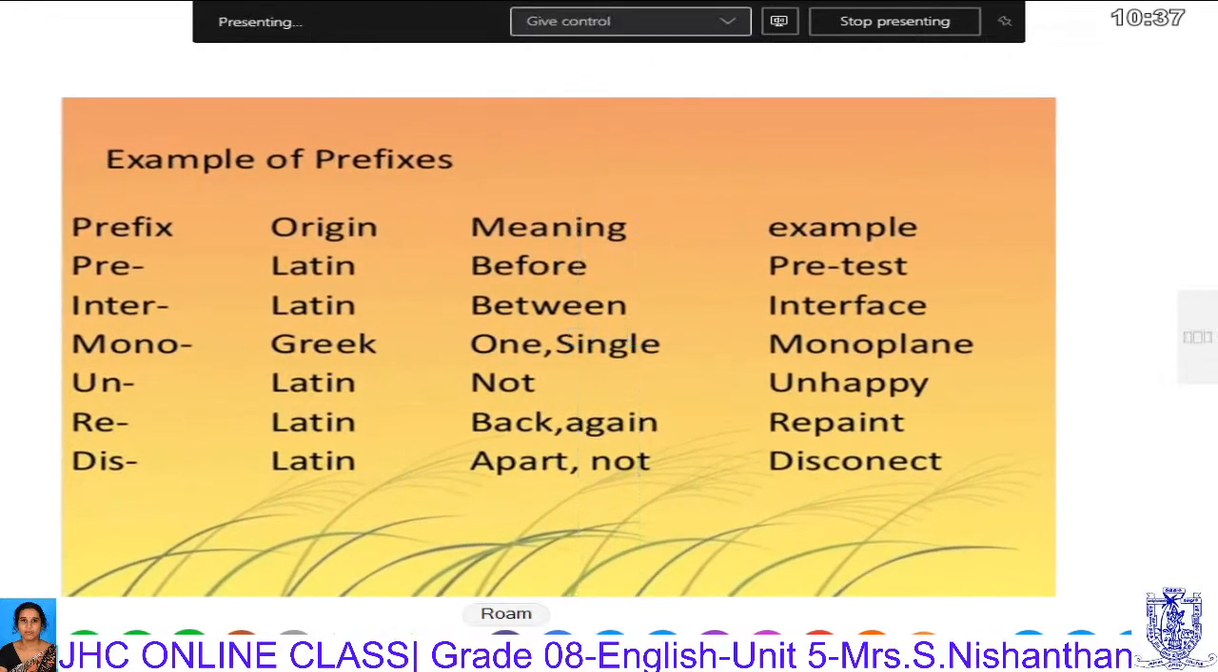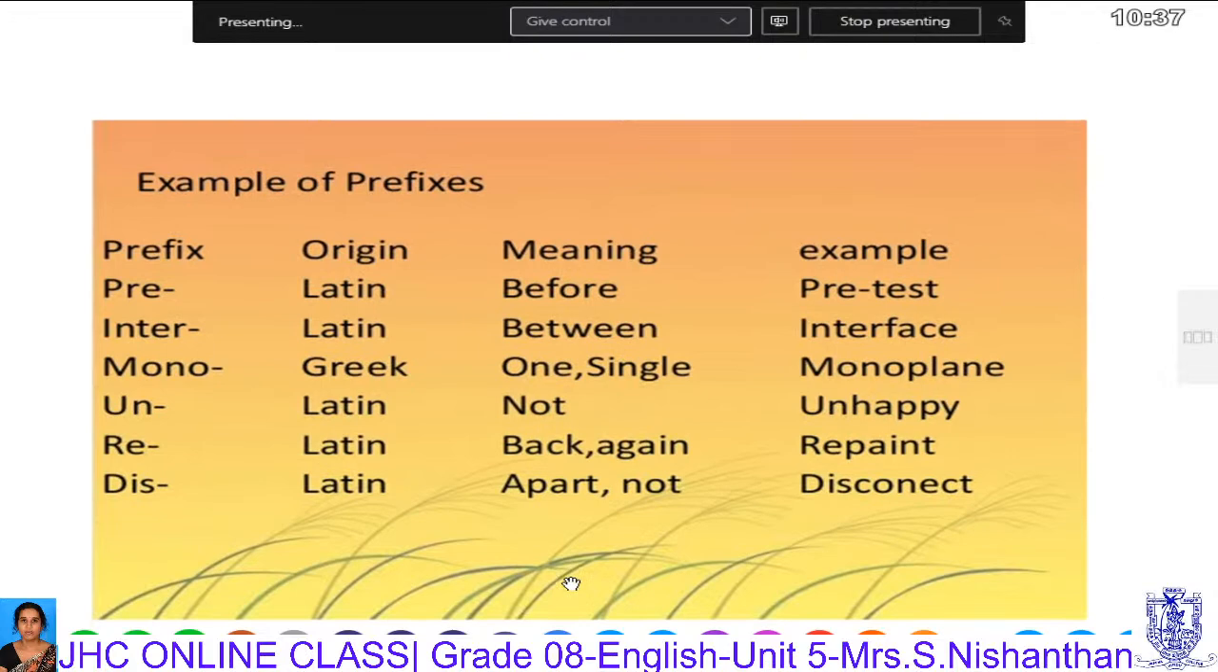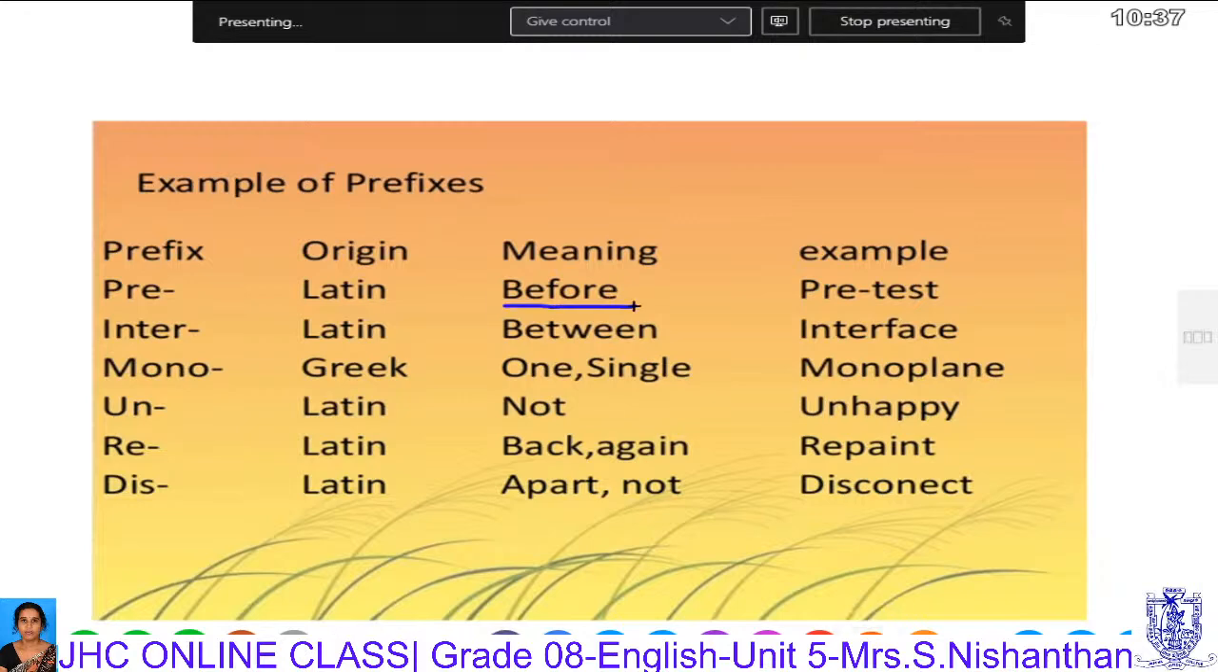Pre, commonly used, no? Pretest. Pre is a Latin origin word, meaning before. So pretest, like that. Inter, it is also a Latin word, meaning between. What is the meaning of inter? Between. Interface.